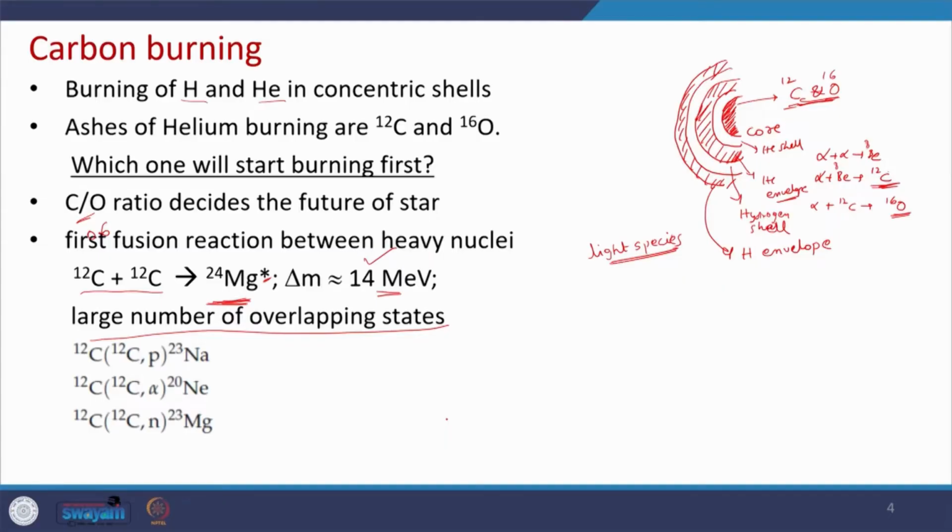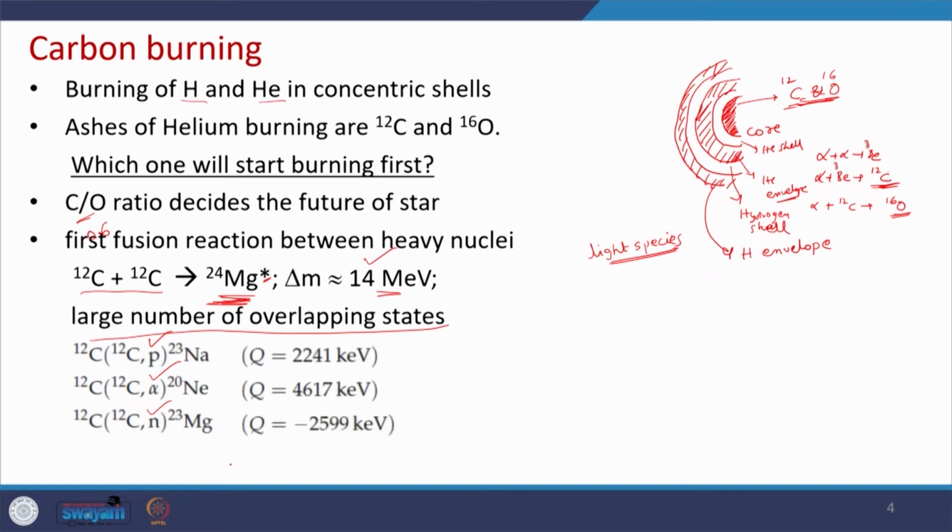Now, when carbon 12 plus carbon 12 gives rise to magnesium 24 in the excited state, and the reaction proceeds through these overlapping states, what are the outcomes, what are the products? Well, there is more than one possibility. Number one, it can emit a proton along with sodium 23, it can emit an alpha along with neon 20, it can emit a neutron along with magnesium 23. So, you see now we are getting these lighter species again: proton, alpha and neutron, is it not?